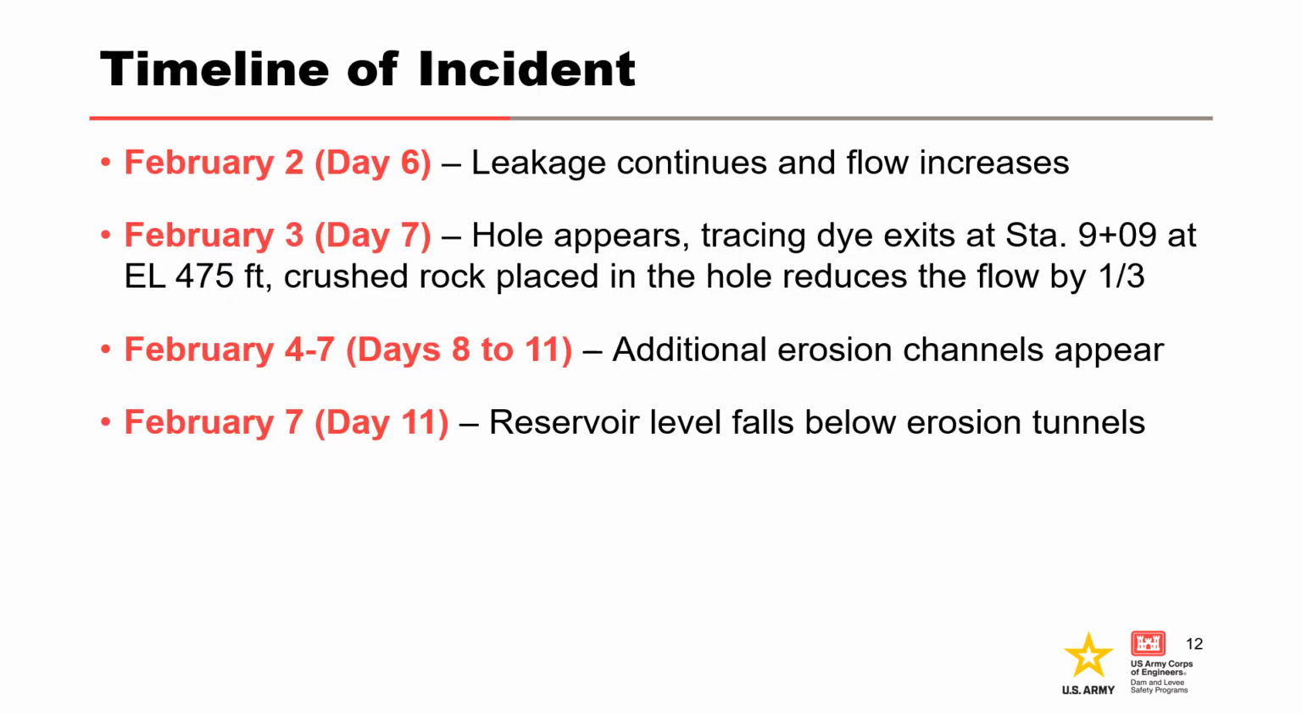Leakage continues to increase, and flow is measured at 18 CFS. The discharge point at station 9+09 climbed to elevation 478, and exploratory drilling from the crest begins. On the next day, a hole appears on the upstream face of the embankment at station 2+12 at elevation 485. Tracing dye exits the downstream face at station 9+09 at elevation 475, approximately 13 minutes later. Crushed rock was placed in the hole, reducing the flow by 1/3.